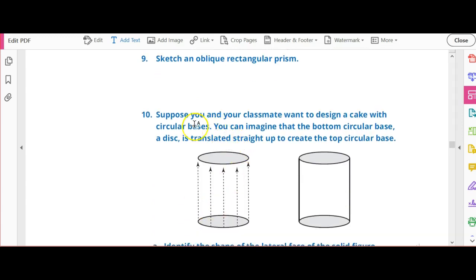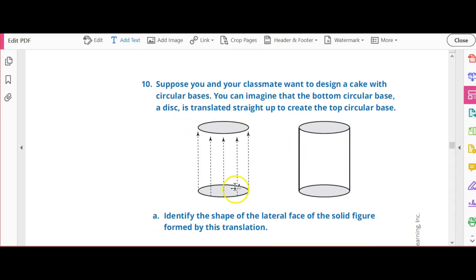Now suppose you and your classmate want to design a cylinder with circular bases. So these look like ovals, but they are represented as circles. So we have circle bases. If we go straight up, then that means we've got a right angle, so get that line tool back. If it's straight up, then it is perpendicular to the base, and that's 90 degrees. Therefore, this angle to the base measures 90, so we have a right cylinder.